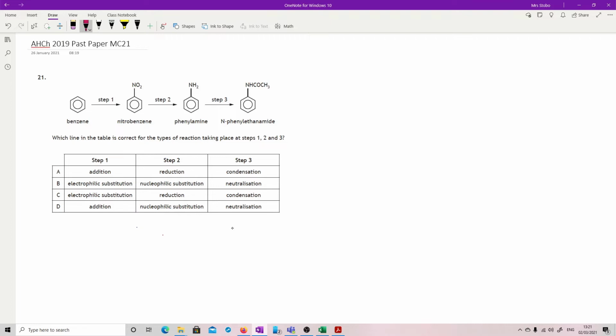So step 1, we've got benzene changing to nitrobenzene. Any benzene reaction you should know is going to be electrophilic substitution, which is what we definitely have here. This is nitration, and you should know the full mechanism for that one as well.